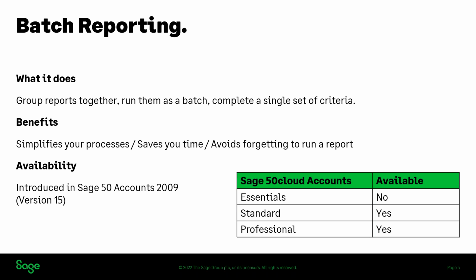So it avoids a situation where maybe you come to a month end, you run the trial balance. Once that's done, you then run the profit and loss, you run the balance sheet, and maybe a series of other reports that you would run through.